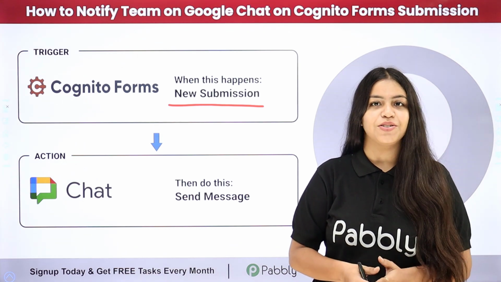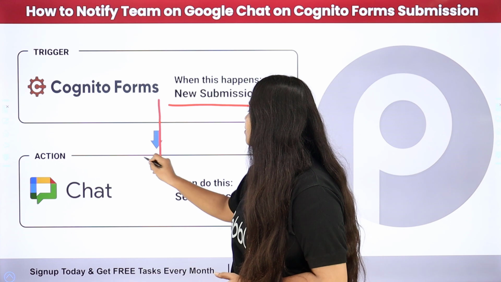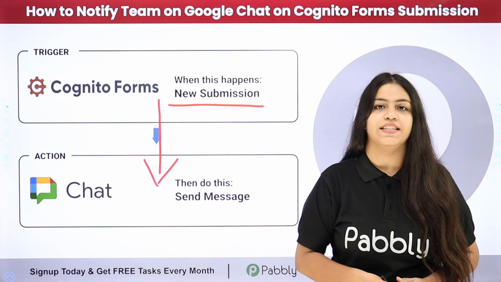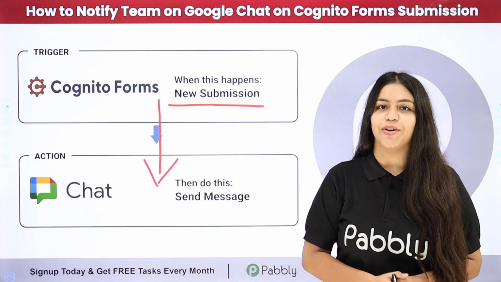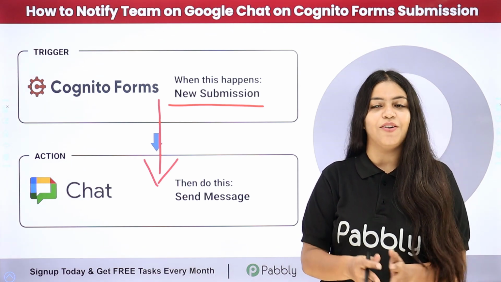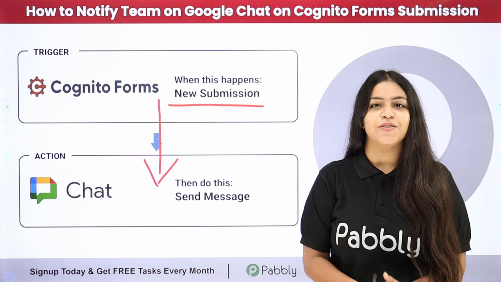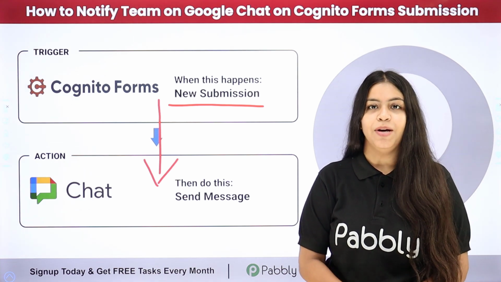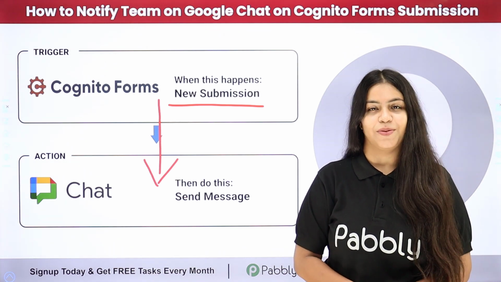To do this, we're going to create a connection between Cognito Forms and Google Chat. To create this connection without knowing any programming or coding language, we are going to use Pabbly Connect. It is an amazing automation software. Do you also wish to learn this process step by step? Then let me take you to my computer screen.